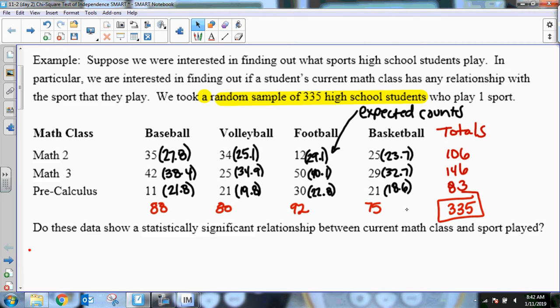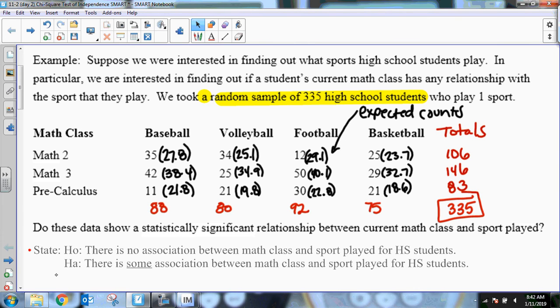So if we're trying to show that depending on what math class you're in, that's going to kind of determine what sport you play, we have to assume the opposite. We have to assume that there's no relationship. So here's how we would write our null and our alternative.